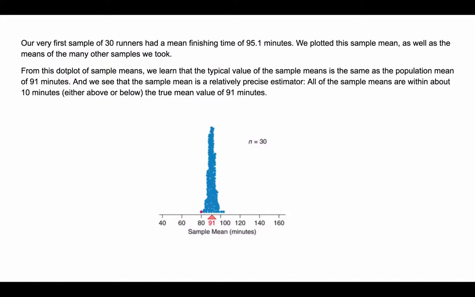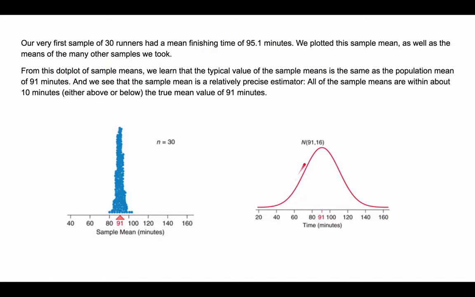So we took 30 runners, calculated the mean running time, and we got 80. Now notice there's only one value there. Most of the dots are closer to 91. In fact, they're really clustered together near 91. All the sample means are within about 10 minutes of our true mean for the population of 91. Now this is kind of cool because we know that the population mean running time for everybody was 91, and when we took the sample of 30 runners all these times, we kept getting numbers that are pretty close to 91.